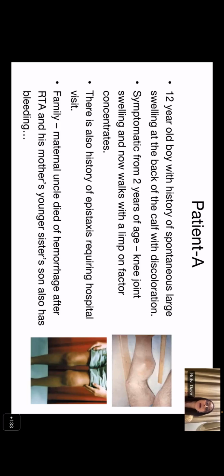Family history: the maternal uncle died of hemorrhage after a road traffic accident, and mother's sister's son, that is maternal cousin brother, also has a history of bleeding. So now let us calculate the BAT score. So Sherin, can you tell me what is the BAT score here?